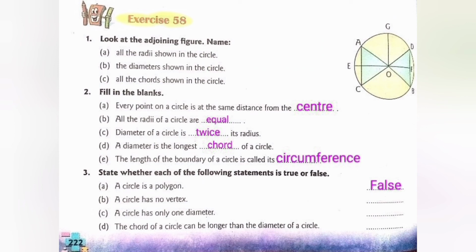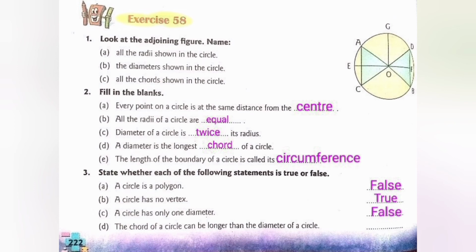Part B, a circle has no vertex. This is true, as it is not a polygon, it has got no vertex. So, this is a true statement. Part C, a circle has only one diameter. This is a false statement. A circle can have many diameters passing through the center. So, this is a false statement.